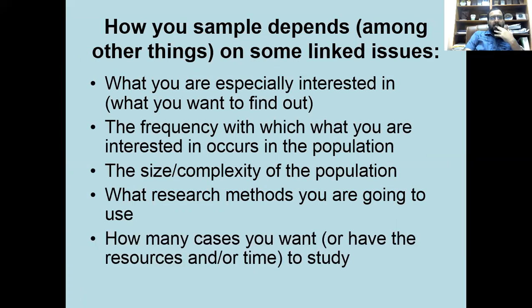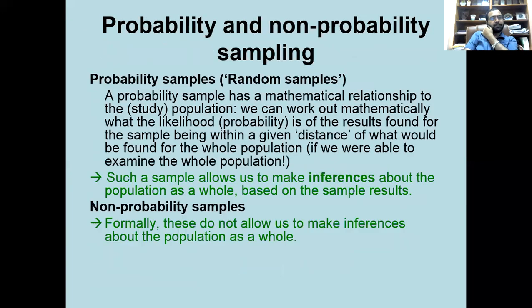What you are especially interested in, what you want to find out, that is also important. The frequency with which what you are interested in occurs in the population, because sometimes we are interested to know what is the frequency, how many times it happened. Sometimes we are interested in the complexity of the population. What research method you are going to use is also important. How many cases you want or have the resources and time to study. Because there is a limitation, we have a limited scope, and in that limited scope, how many cases can you study. So these are some issues which you consider while you are looking for the sample study.